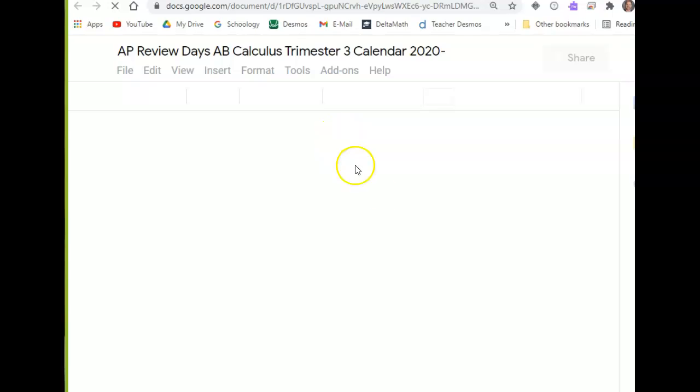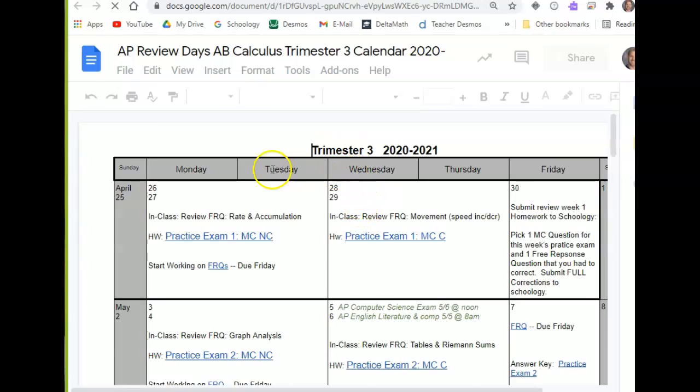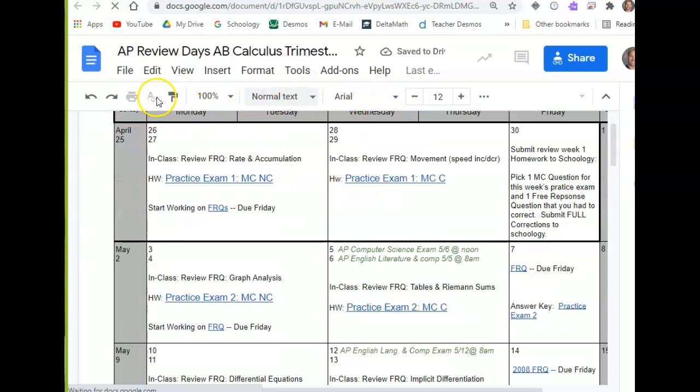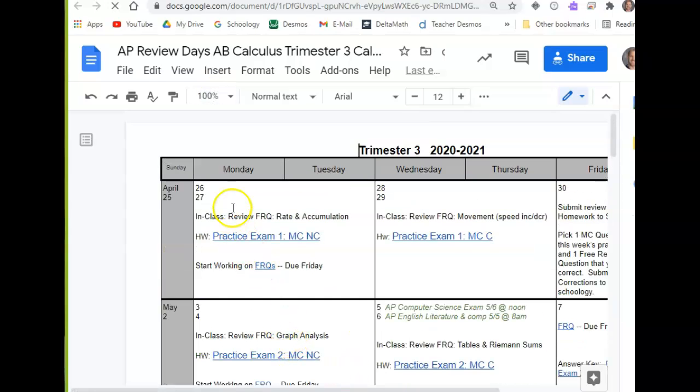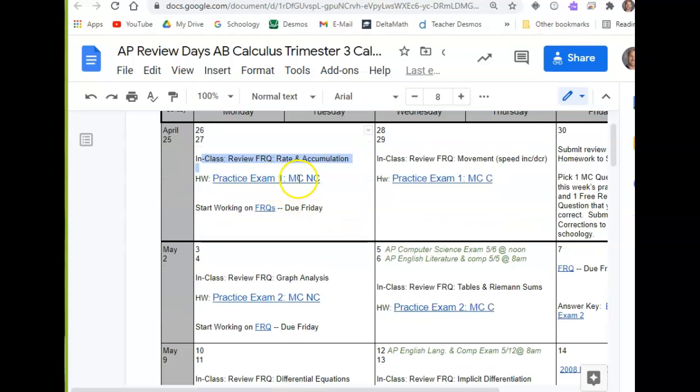If I click on that link, we have our calendar. And I tried to set this up so it's easy to view, just so you can see here. So today is the 26th of April. And what do we have in class? We're going to review rate and accumulation free response. And then you click on this link, and your goal is to do the multiple choice no credit of practice exam 1. That's 28 questions, I believe.